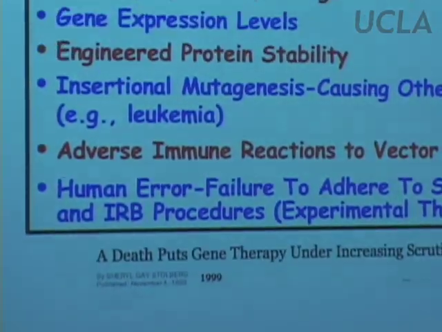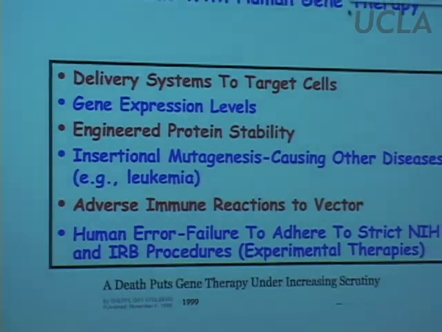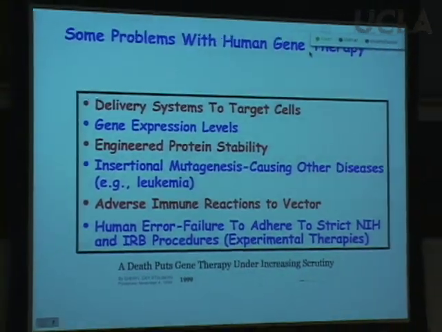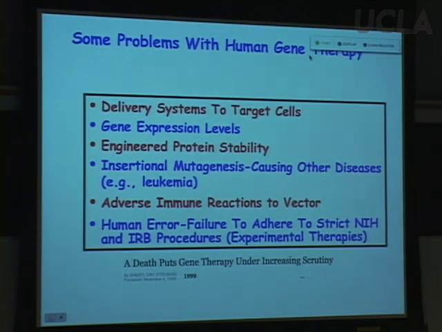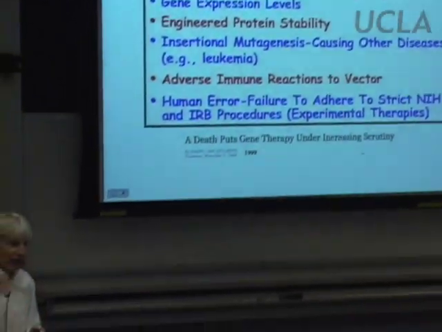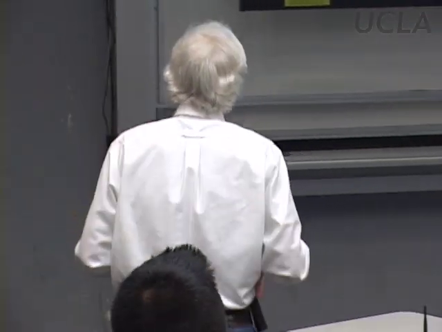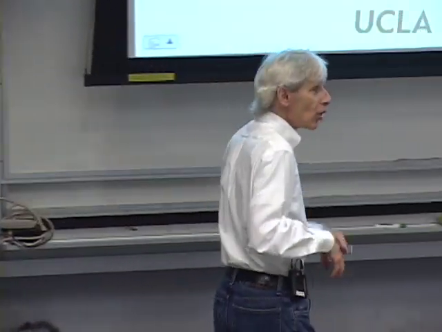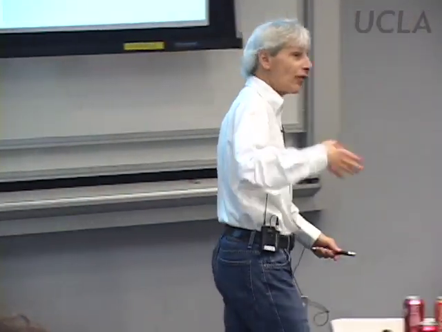Gene expression levels. You can get the gene in, but maybe it's not active at a high enough level to overcome the defect. And so that's really a problem. So one has to learn to engineer very high levels of making proteins in large amounts that will overcome the disease. Engineered protein stability. Proteins turn over in cells. They can be degraded. So you want them to be stable once they're there. We've already talked about the mutagenesis, and adverse immune reactions to the vector.